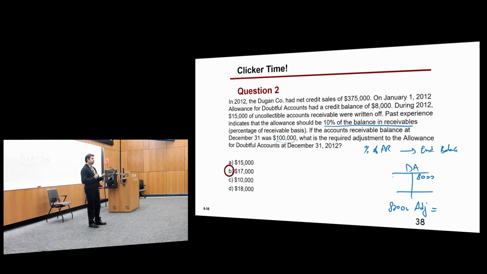10% of 100. You see the net sales? We're not going to use this information here. Okay? You have the adjustment. It should be equal to 10,000. Right?